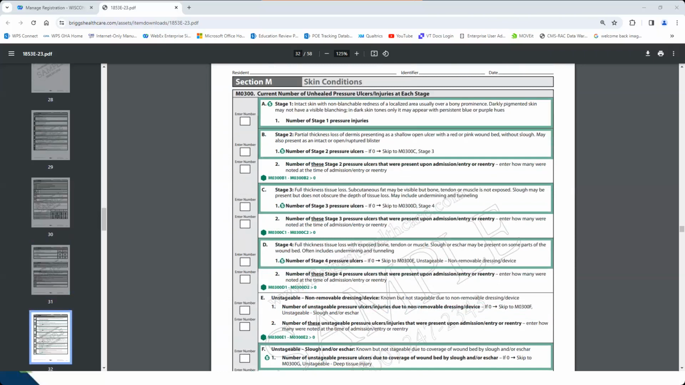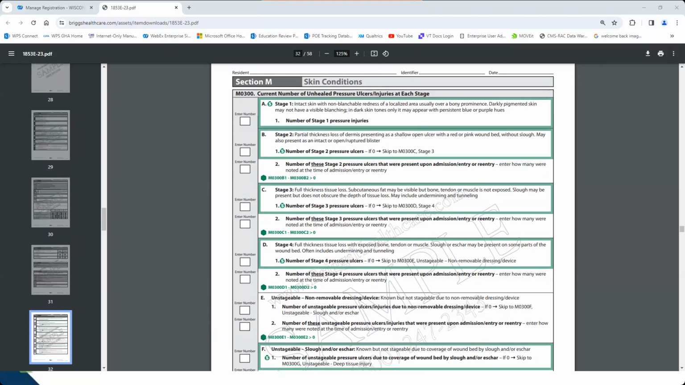Section M includes information on skin conditions. So things that drive this category for Medicare include things like your pressure ulcers or other types of ulcers, including the staging of those ulcers. So remember, if a pressure ulcer is surgically closed with a flap or a graft, it should be coded on the MDS as a surgical wound and not as a pressure ulcer.